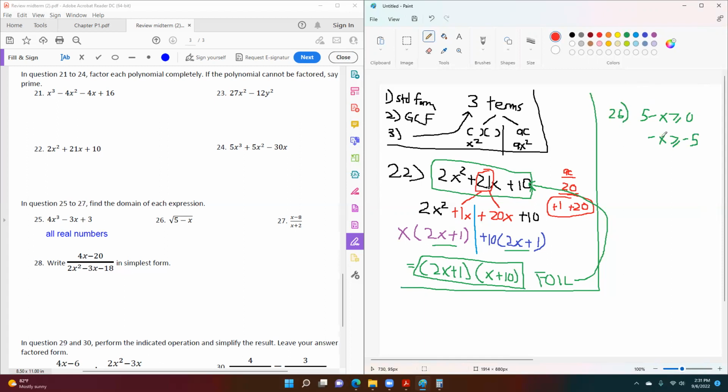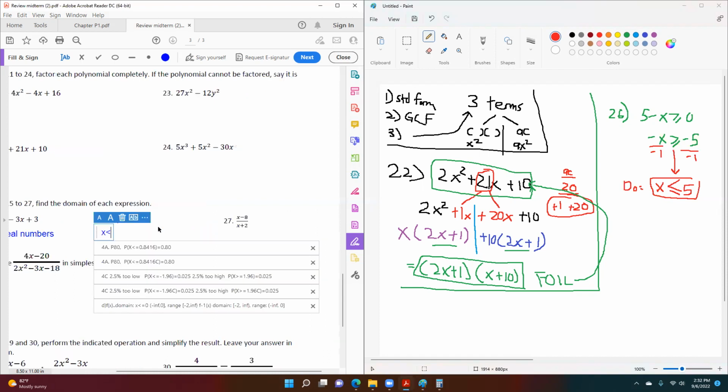Divide by -1. And what happens when you divide this by a -1? X equals 5. We have an inequality. What happens to the inequality? Oh, it flips. It switches. Flips. Very important. You need to know this. So x in this case is what? Less than or equal to positive 5. Yep, positive 5. So this is your domain for question 26. You guys all right? Yep.